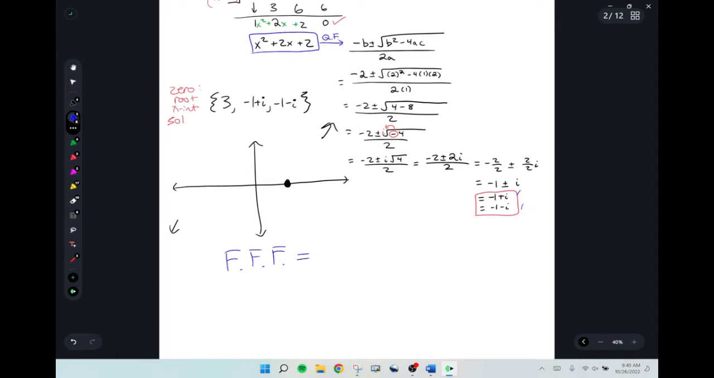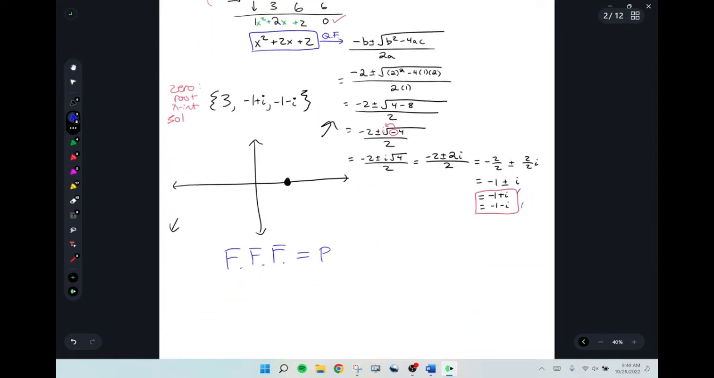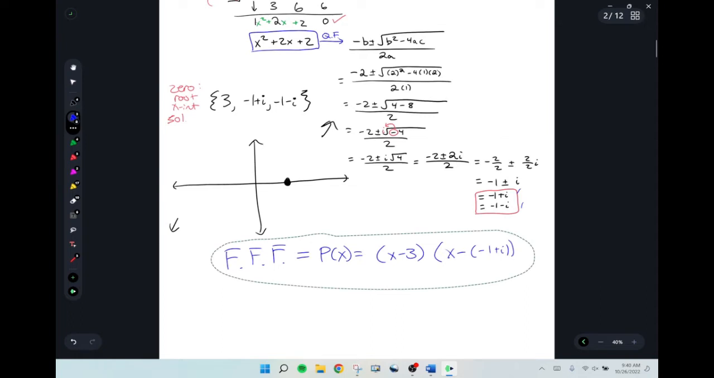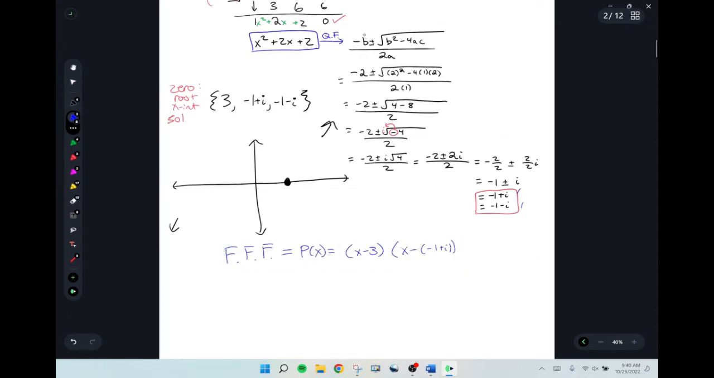it would be P of x equals x minus 3, because the root 3 has a multiplicity of 1, since there was only 1 of them. Then x minus negative 1 plus i, ugly as it looks. We wouldn't be able to graph the complex. No, you can't. This was not in a graphing unit. We never even graphed it once. Then x minus negative 1 minus i.